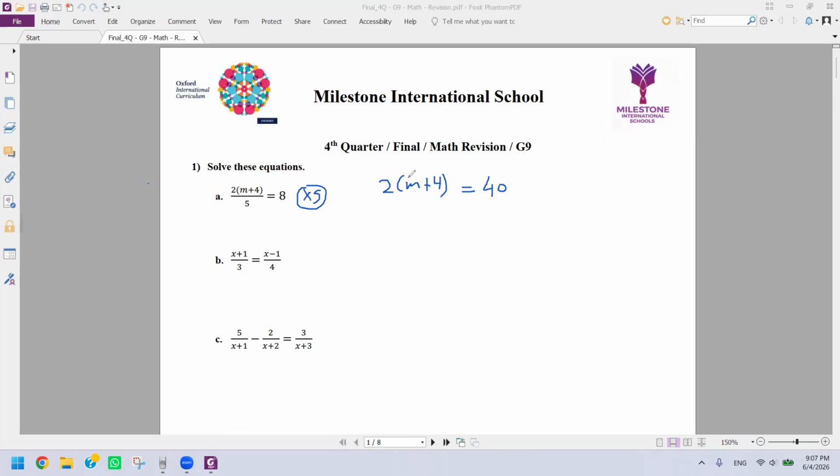Then next step, I remove the multiply by 2. How? By dividing by 2, doing the opposite. So we will divide by 2. So I will have m plus 4 equals 20. Then last thing, do the opposite of plus 4, which is minus 4. So m is equal to 20 minus 4, 16.